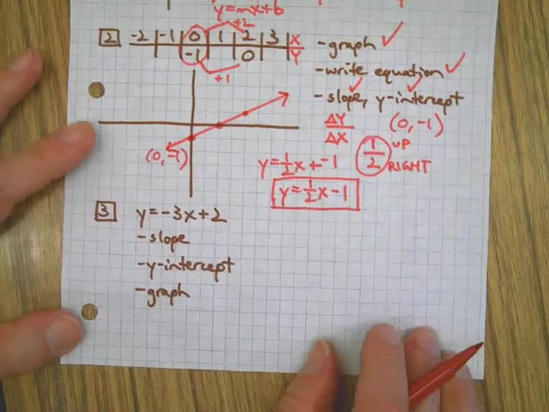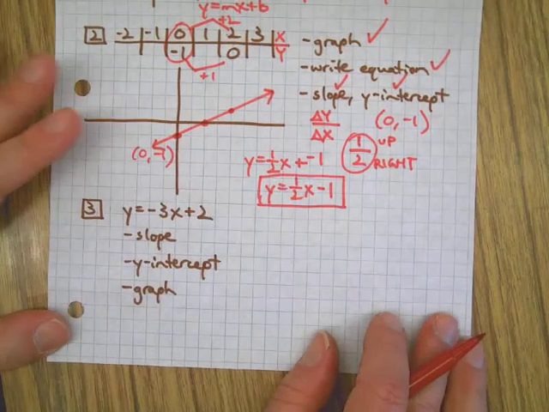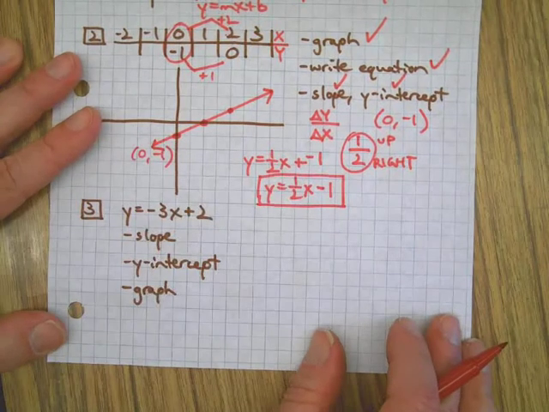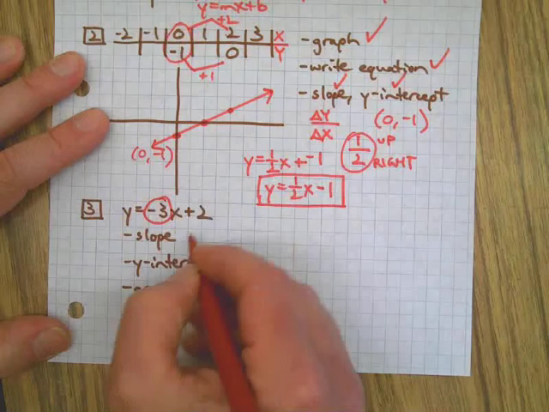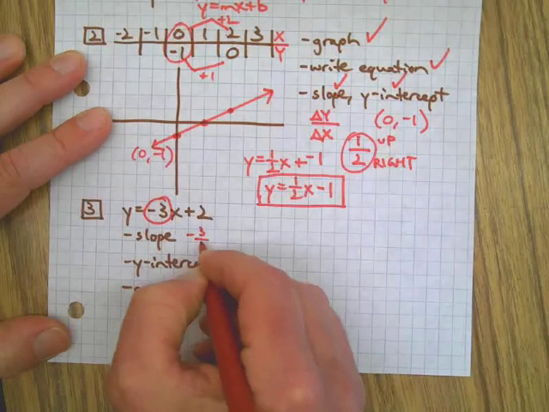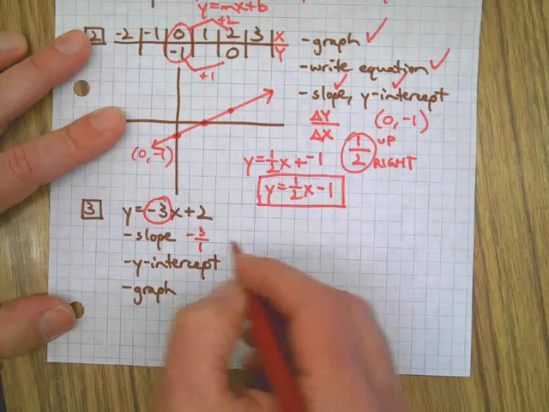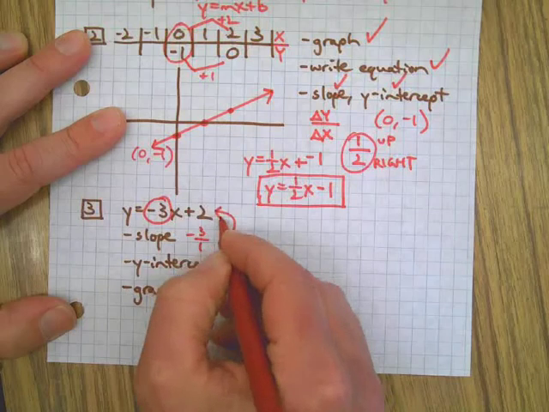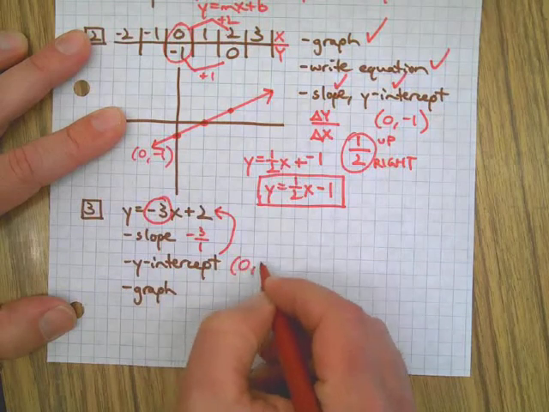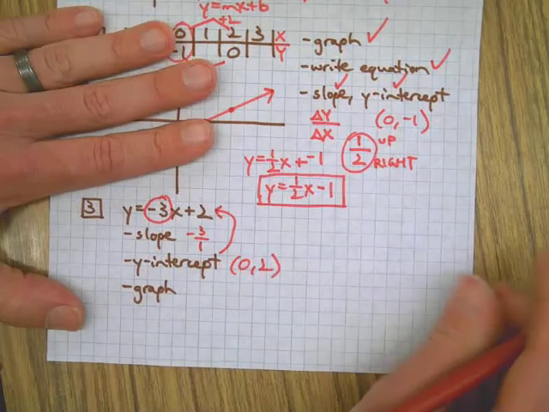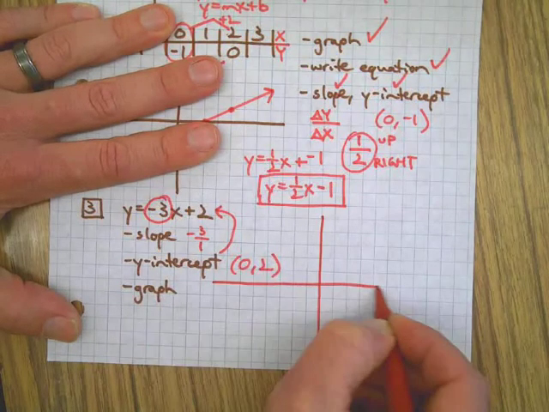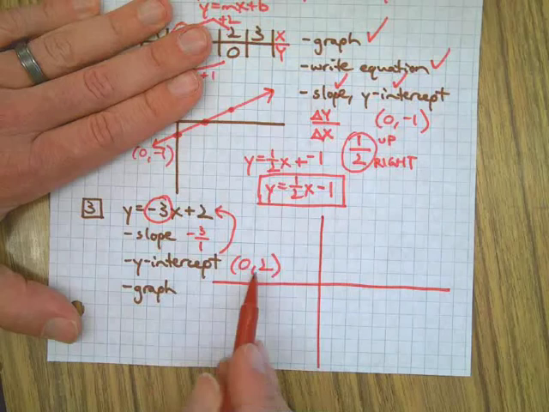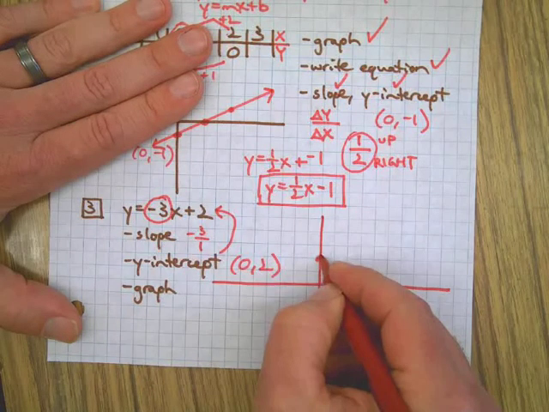And the third and final problem, bringing this to a close, the slope. What's the slope? That's the slope. We could call that negative 3 over 1 if you want to. Y-intercept is right there, represented by the ordered pair (0, 2). Now we have room over here to graph it, I hope. See how well I planned the space. Y-intercept is (0, 2).